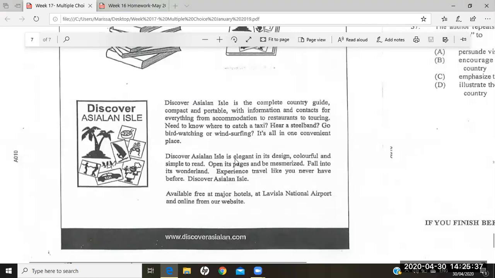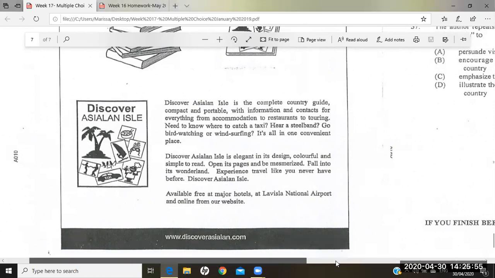So it says, Discover Asia Land Isle is elegant in its design, colorful, and simple to read. Open its pages and be mesmerized. Fall into its wonderland. Experience travel like you have never before. Discover Asia Land Isle.